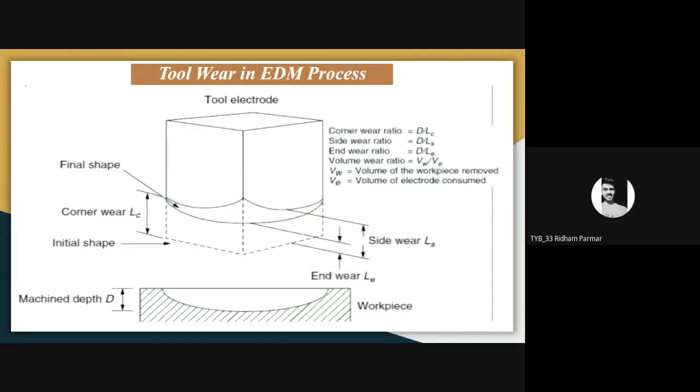Now how to calculate the wear ratio? Simple. Whatever your diameter, that is the machine depth, divided by the corner wear or the side wear, you will get the wear ratio. Here I have shown the formulas also. From that you can easily calculate the volume wear ratio, which is required to calculate the material removal rate. So this point, just remember.